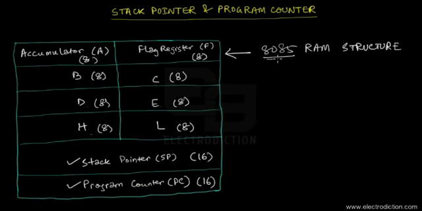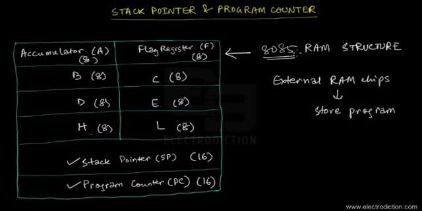8085 microprocessor cannot store a program inside itself. Instead it employs external RAM chips in order to do so. So it just uses external RAM chips to store its programs, the programs that are run on the 8085 microprocessor. Correct? You'll know that.